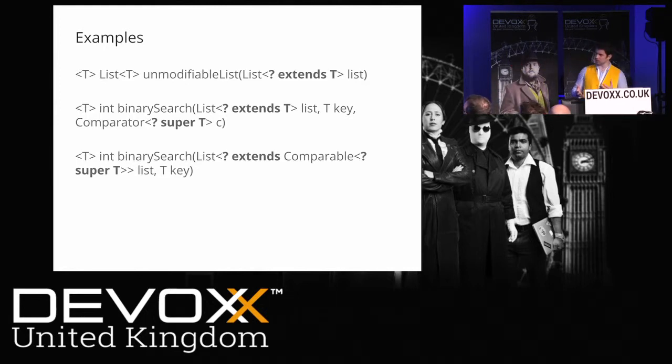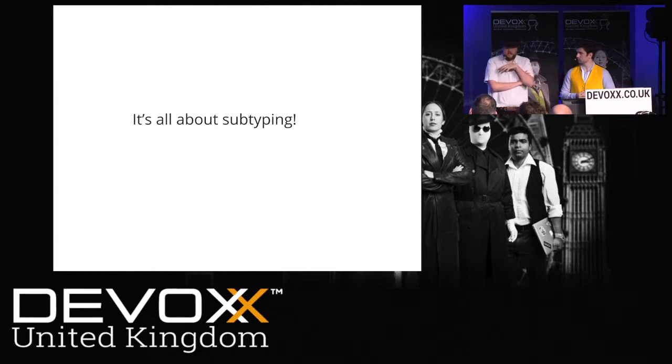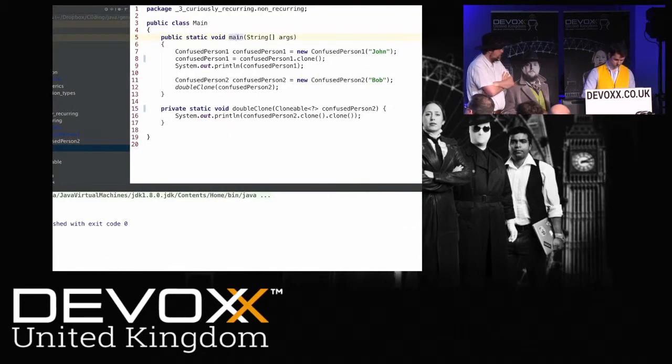So what are they useful for, Richard? Well, we have a lot of situations where we want to think about subtyping relationships. So subtyping, what's going on there? Let's have a look at a code example.